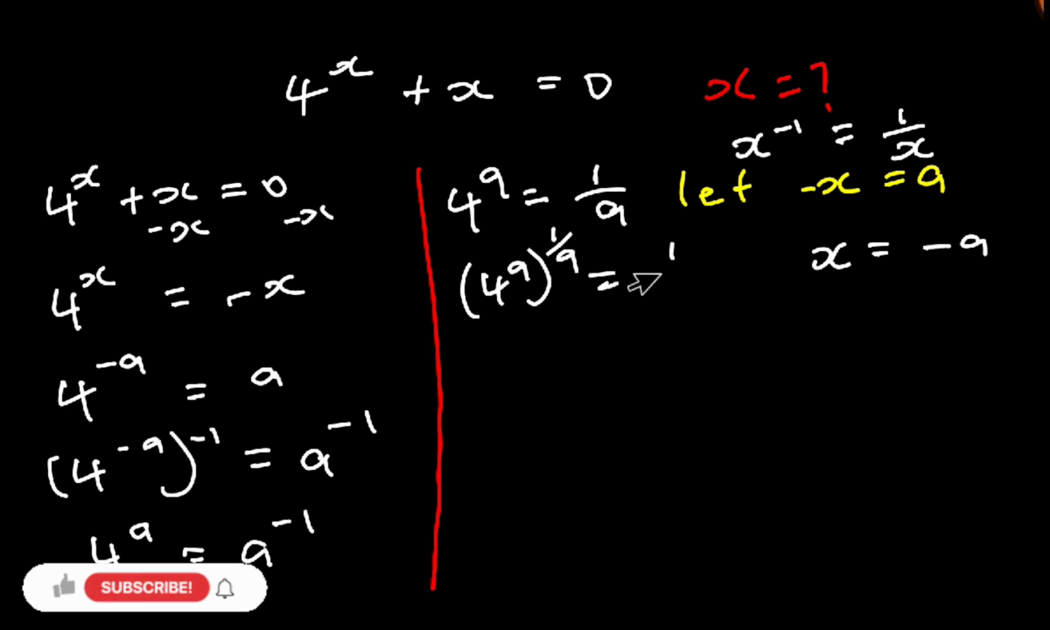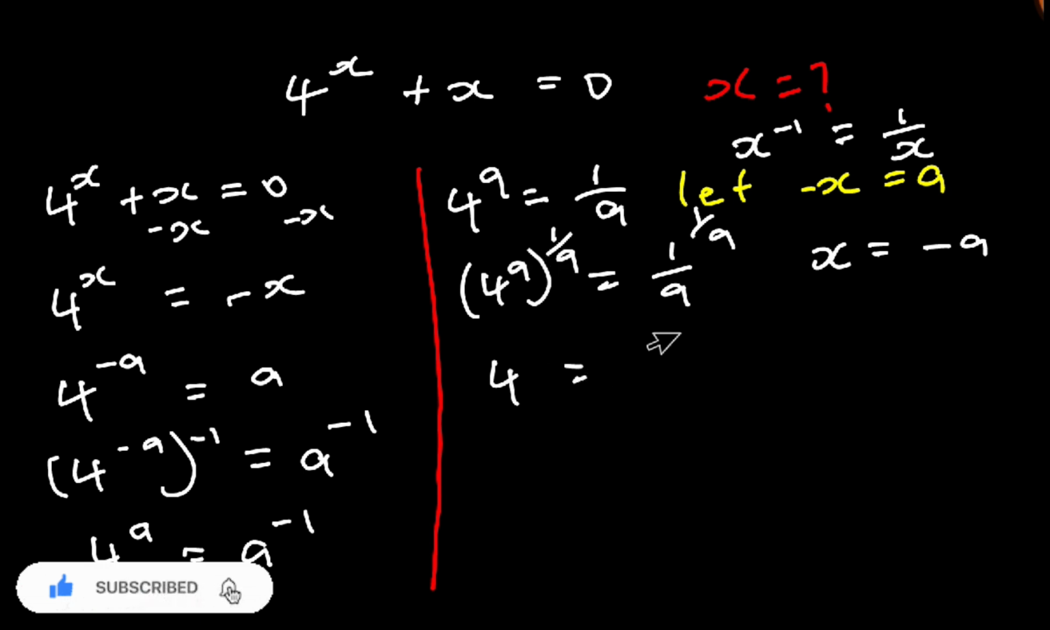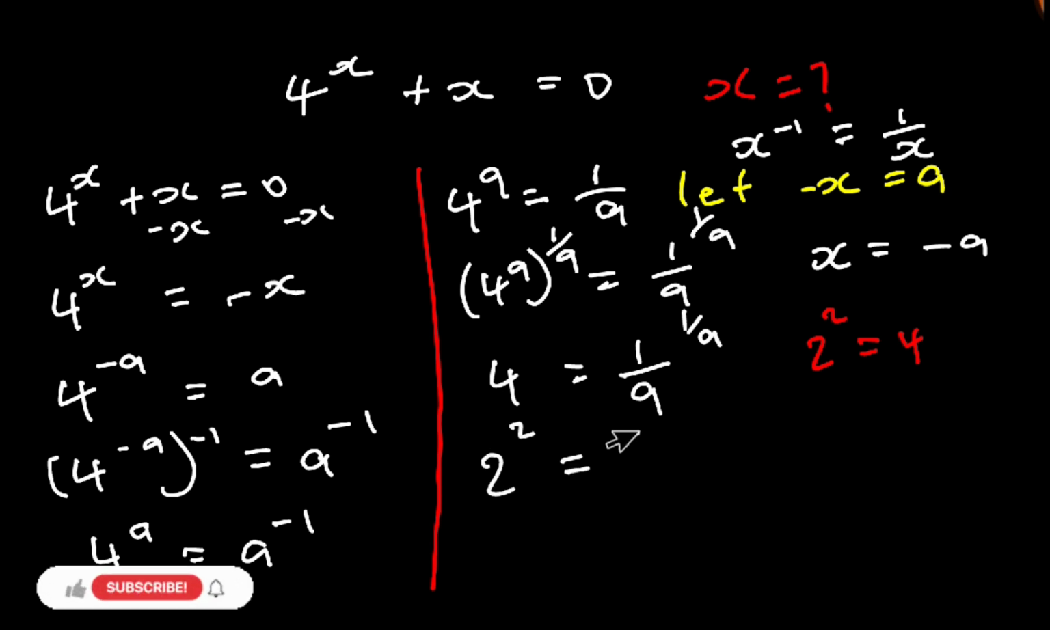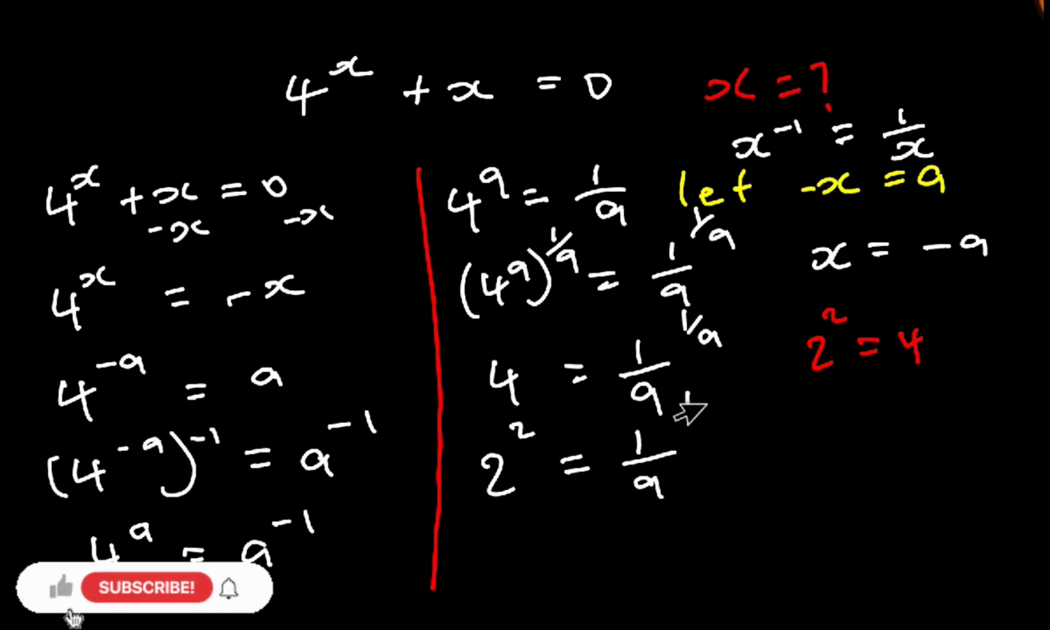So we have 4 raised to the power of a times 1 over a, which is equal to 1 over a raised to the power of 1 over a. So we're going to have 4. Now we know that this 4 can be written as 2 squared. 4 is equal to 2 squared. And so we're going to replace this 4 with 2 squared, equals 1 over a raised to the power of 1 over a.